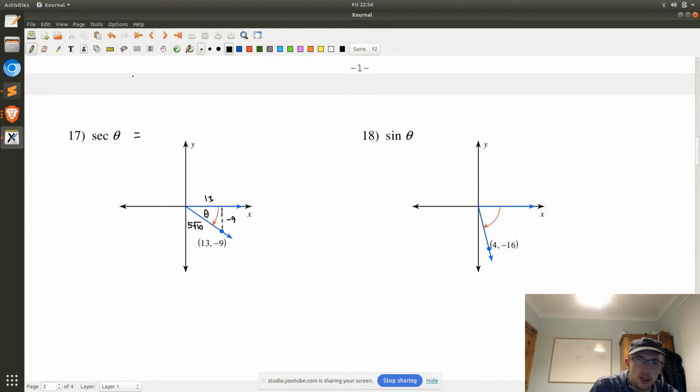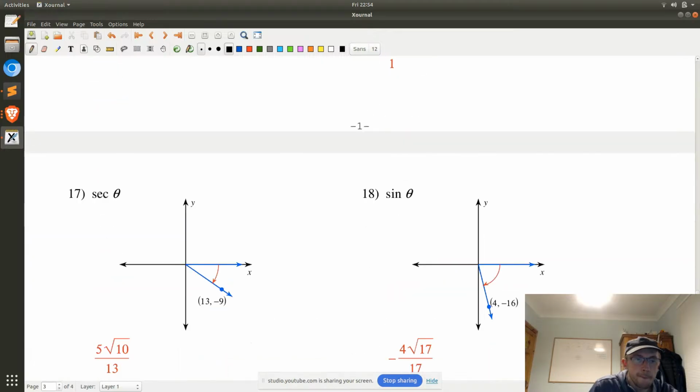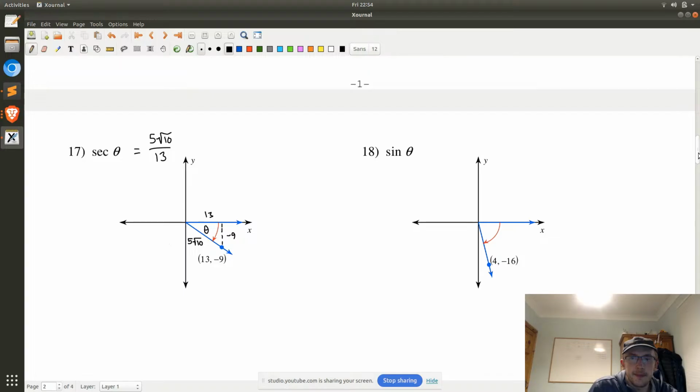So hypotenuse over adjacent, so 5 root 10 over 13, I think. Let's check. Amazing. Okay. Sine of theta in this case.